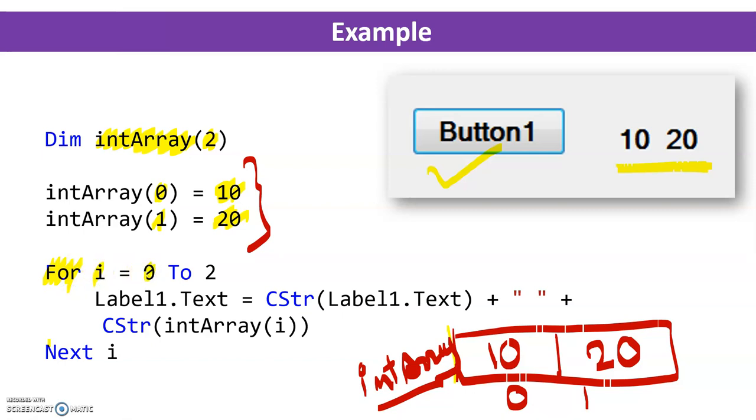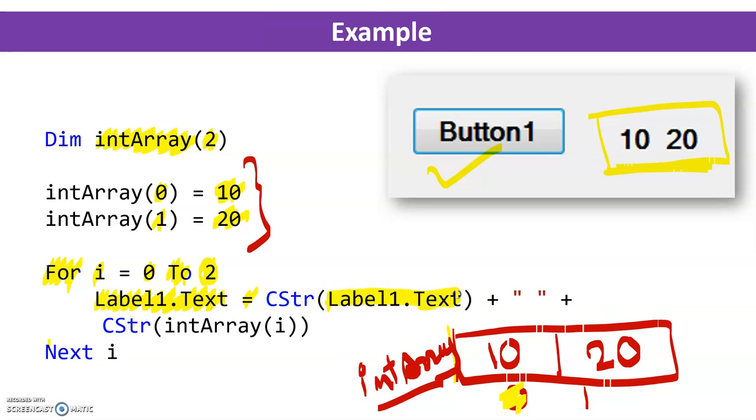Don't forget that an array always starts with the 0 index. Okay, till where do you want to go? 2. So keep in mind 2 means 0 and 1 only. At the 2 it will stop the loop. Okay, now what I want to do, here I have Label1.Text. I want to assign something in this label, Label1.Text equal to, okay, Label1.Text starts with the first.